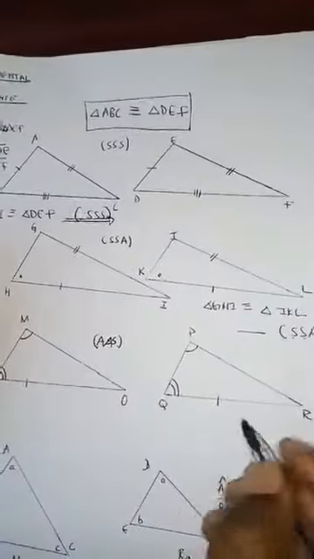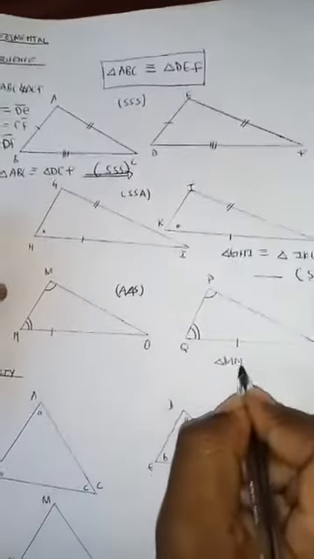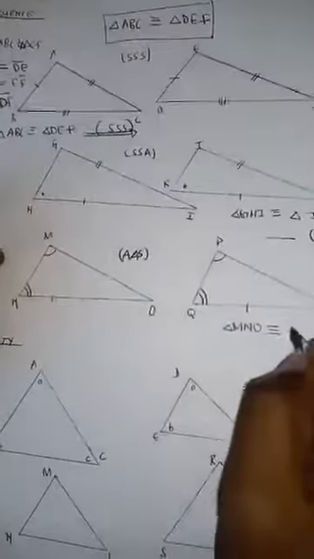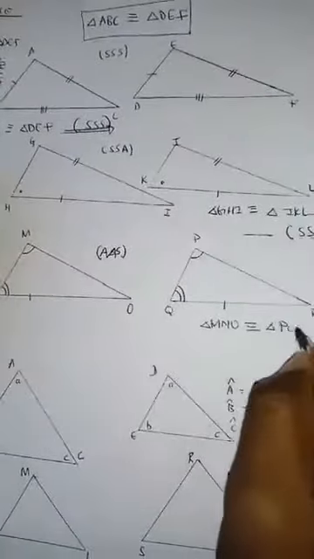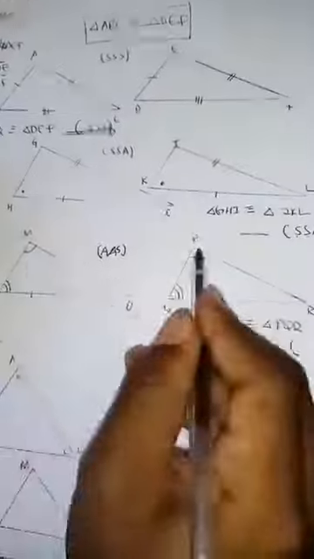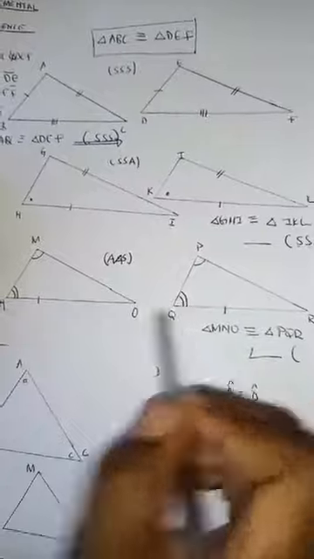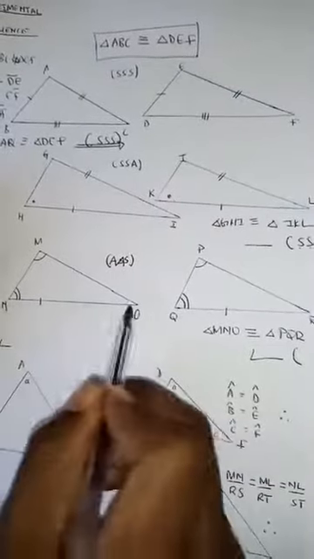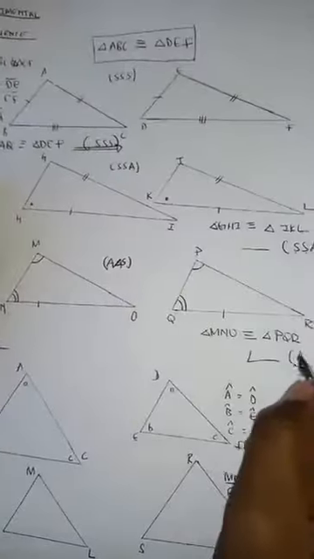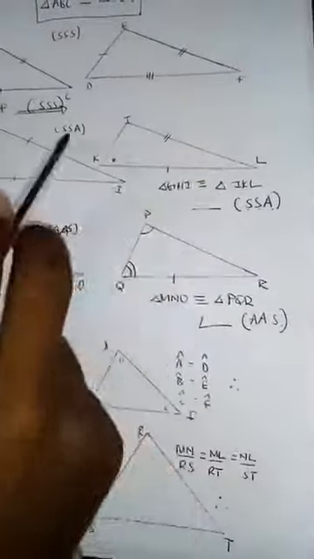Same logic for triangle MNO. It will be congruent to triangle PQR. And what will be the reason here? You have two angles being equal. Angle M is equal to angle P, angle N equals angle Q, and one side NO being equal to QR, so you have angle side. So you have two angles being equal and one side. And therefore we say these triangles are congruent, but with different reasons, right?